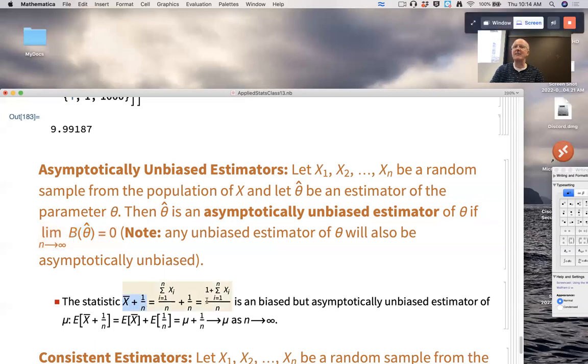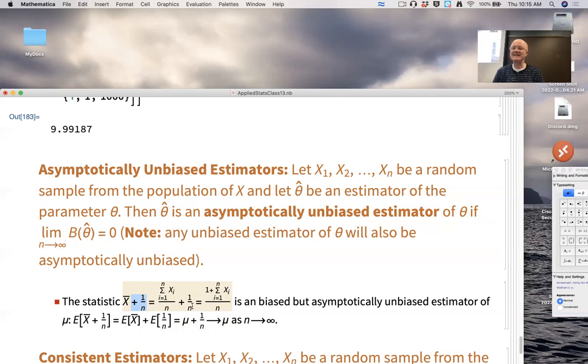This funny statistic, x bar plus 1 over n, is biased, but it's asymptotically unbiased. Its expected value, which does not equal mu, still goes to mu as n goes to infinity. Does that mean we should use it? Probably not. It's just illustrating the definition here. By the way, I'm picking 1 over n here to be the thing to add to x bar. But I could have picked 1 over n squared or 1 over n cubed or 1 over n to the 4th. Or some other function that goes to 0 as n goes to infinity.